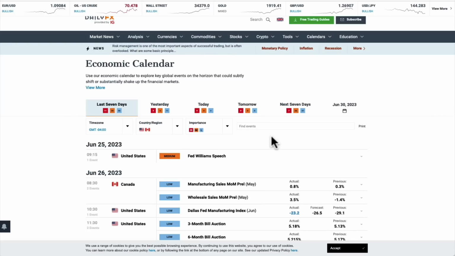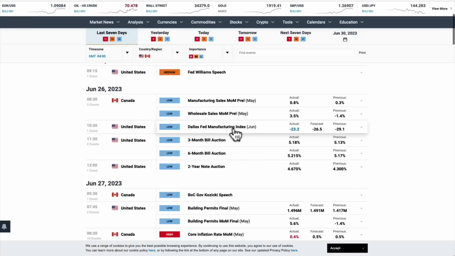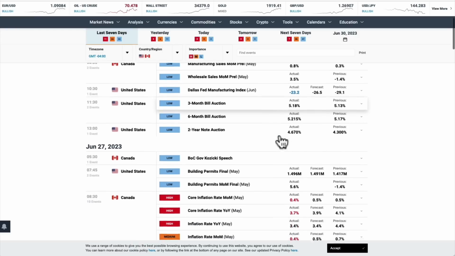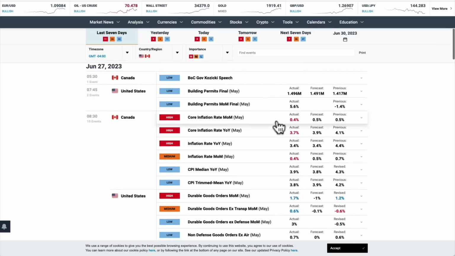The equity market. But let's look at what we had in the U.S. Dallas Fed manufacturing. Yes, it's negative, but the expectation was negative 26. Came in better than expectations. The final look at building permits for May, 5.6%. Previous was negative 1.4, now 5.6%. The forecast was for 1,491,000. It's 1,496,000. Canada, we'll just take a little detour here.